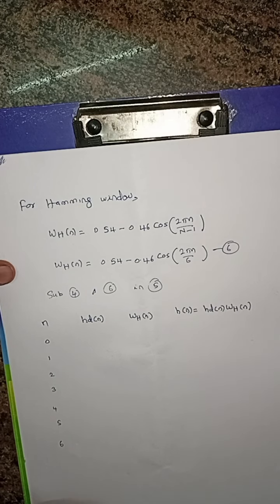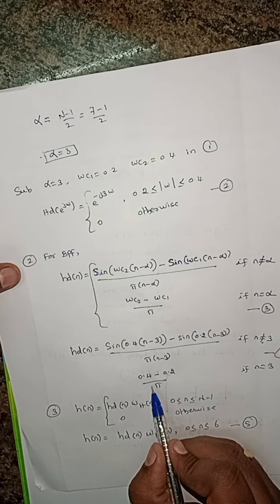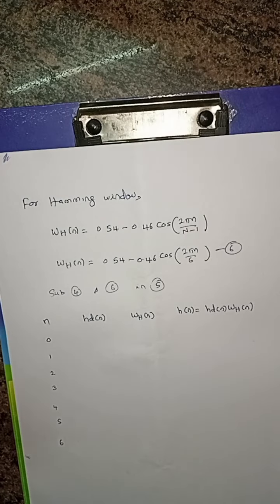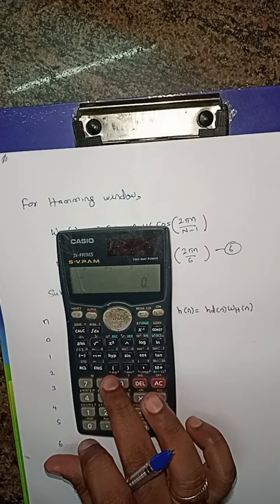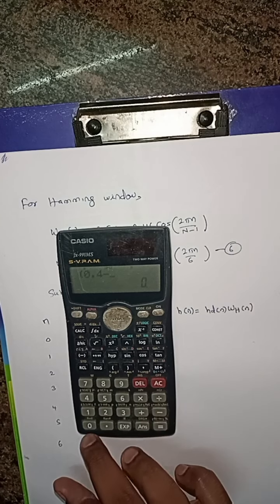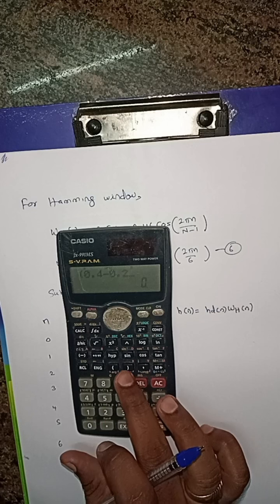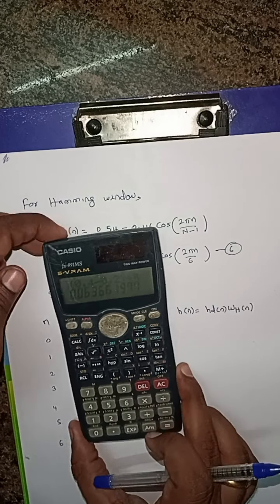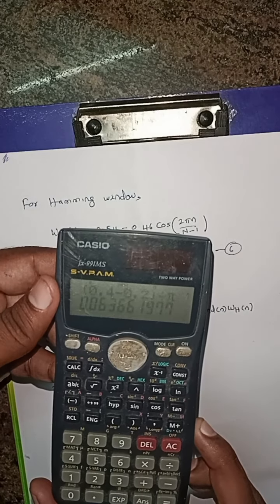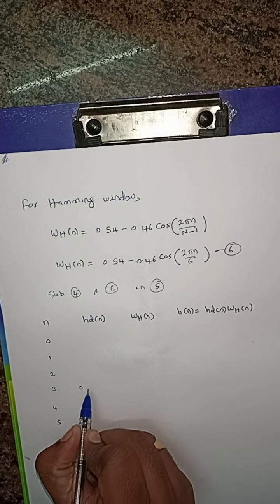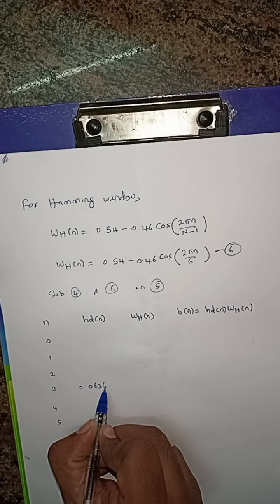Okay, now if n equal to 3, what is SD of n? 0.4 minus 0.2 by pi. Okay, now take your calculator, substitute 0.4 minus 0.2, whole divided by pi. So we are getting 0.0636. Okay, so that is the value for n equal to 3, 0.0636.